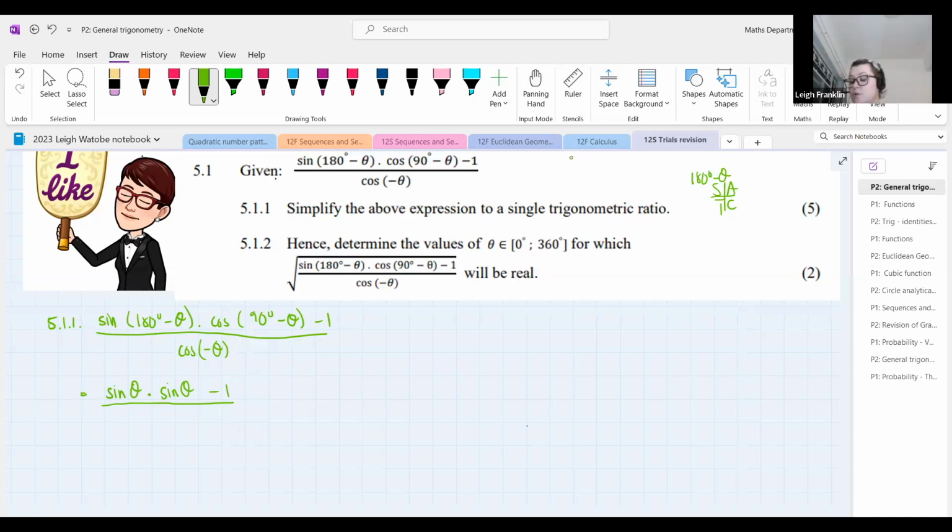Is it going to become positive cos theta? Is it going to become negative cos theta? How do we know? Think about our CAST diagram. Which quadrant are we in? What do we do with cos minus theta? Okay, add 360. It's not necessary, Lichlu. It's not necessary to add 360. We can just write down the answer straight away.